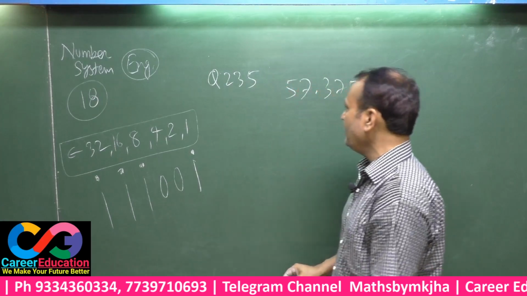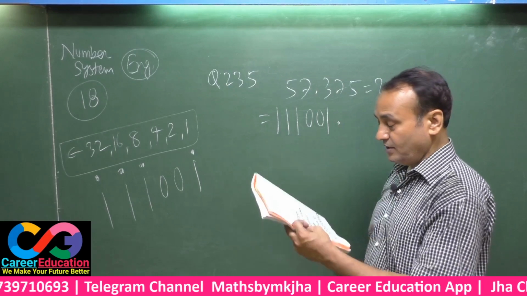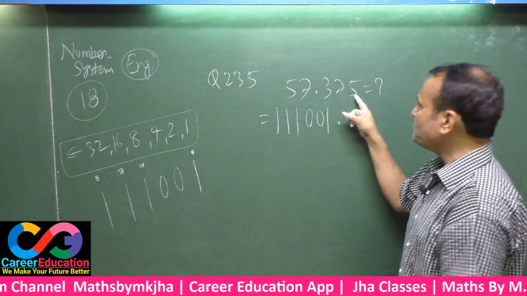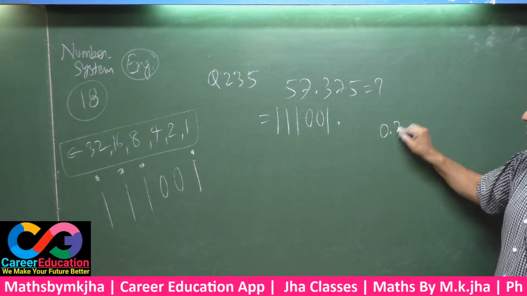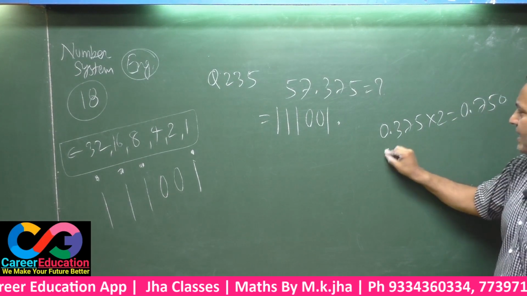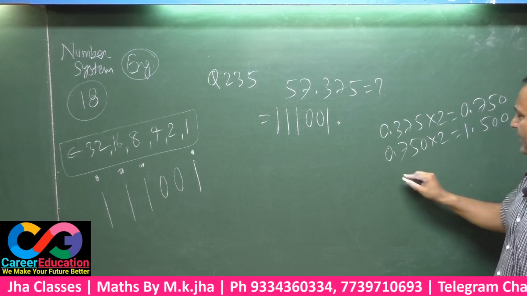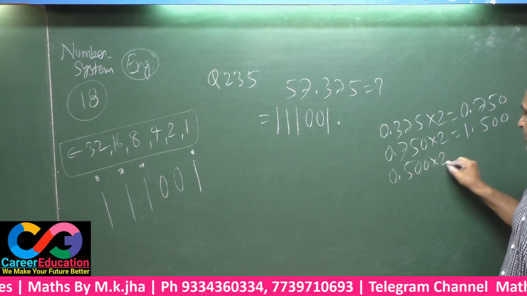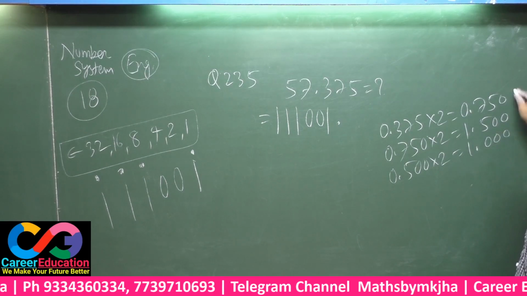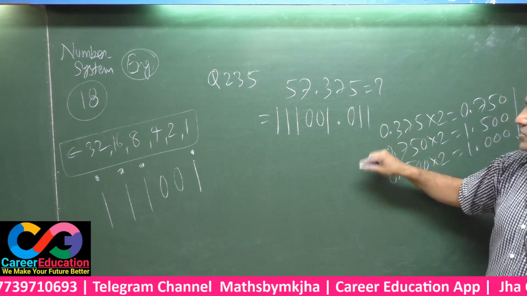This is your 57. That means your answer will be 1 1 1 0 0 1, then decimal. We have to solve this part like this. 0.375 be multiplied by 2, this is 0.750, and 0.750 be multiplied by 2, this is 1.500, and again 0.500 be multiplied by 2, this is 1.000. That means you can't multiply this by 2. Now you have to accept like this. That means this is 0 1 1. This is your final answer.